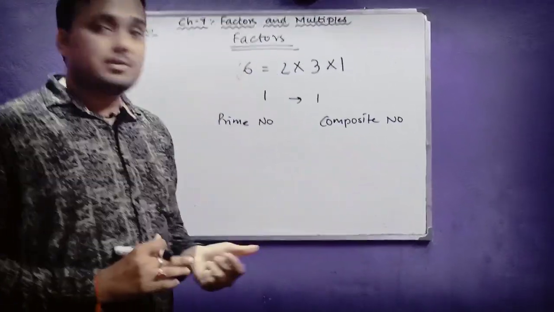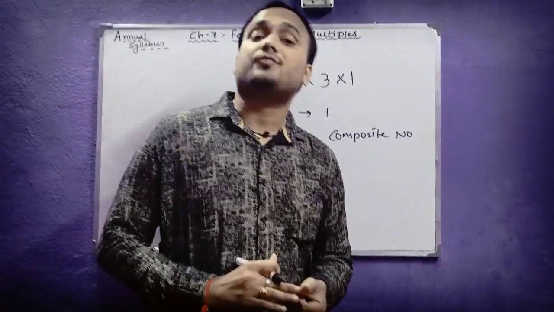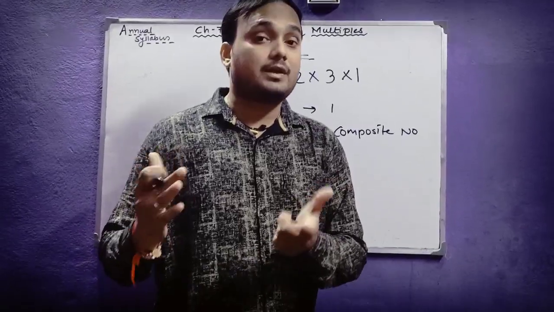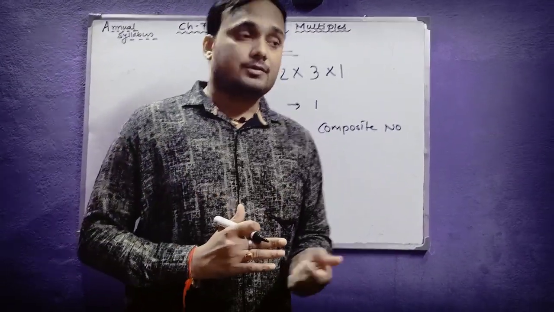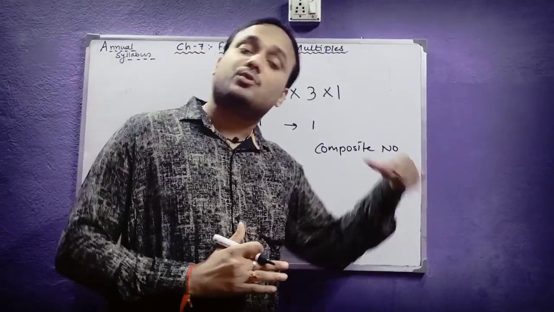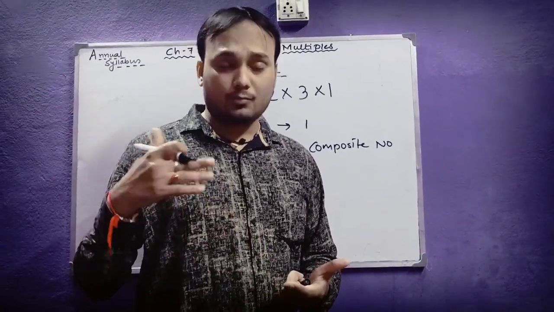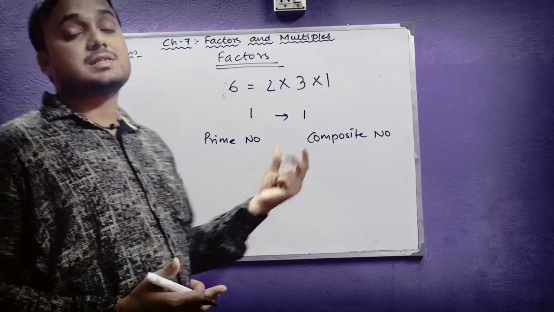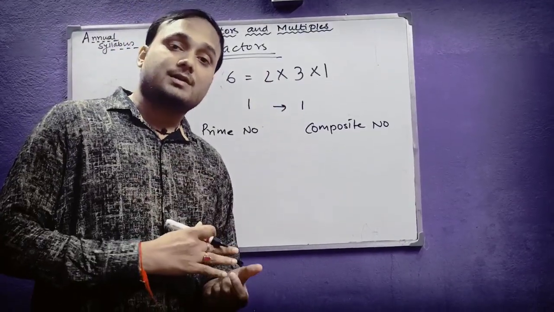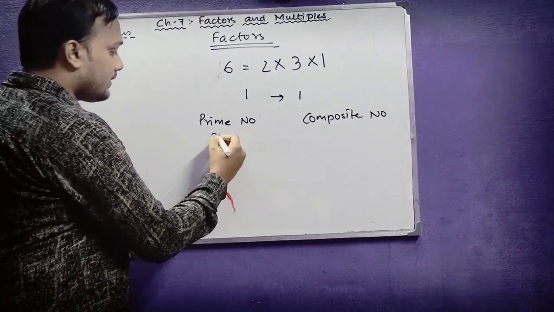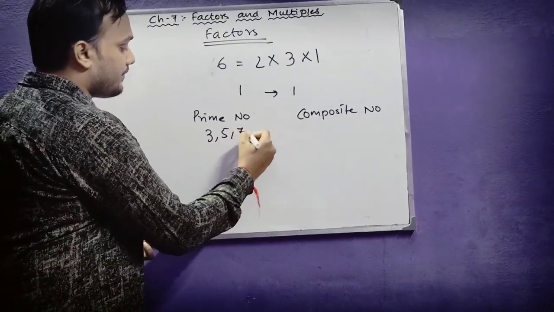And a composite number is a number which has more than two factors. It can be 1, it can be the number itself, but it will definitely have other factors. So composite numbers are the numbers which have more than two factors. And prime numbers are the numbers which have only two factors, and those two factors are only 1 and the number itself. Examples of prime numbers are 3, 5, 7, 11.